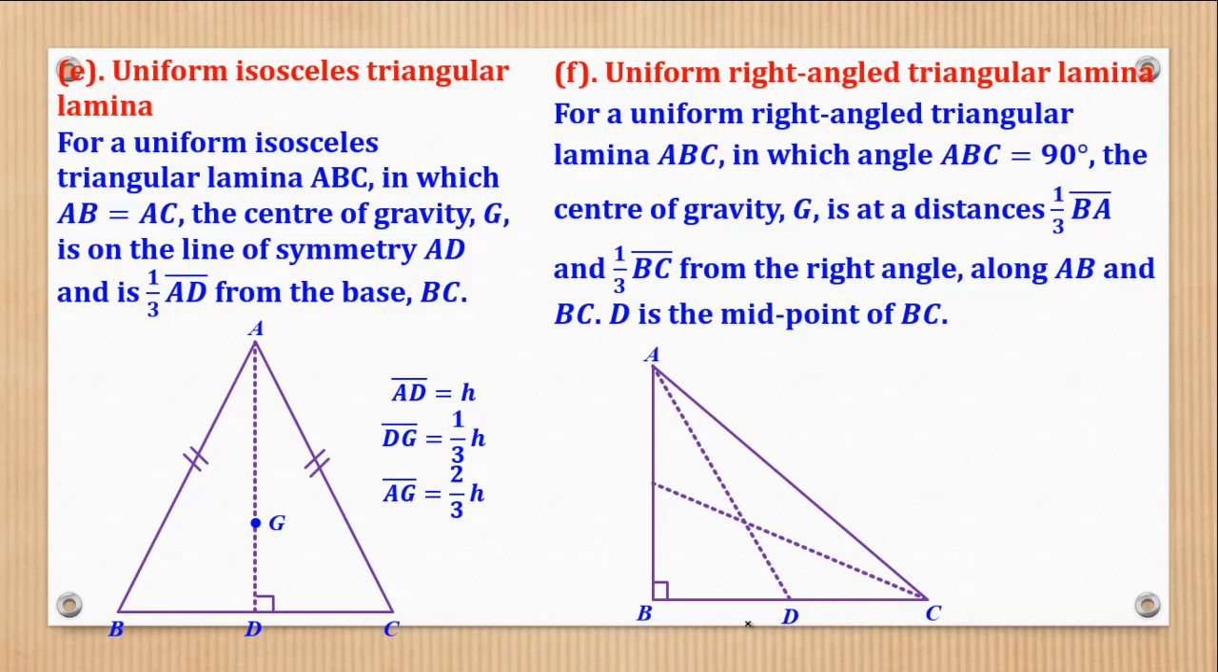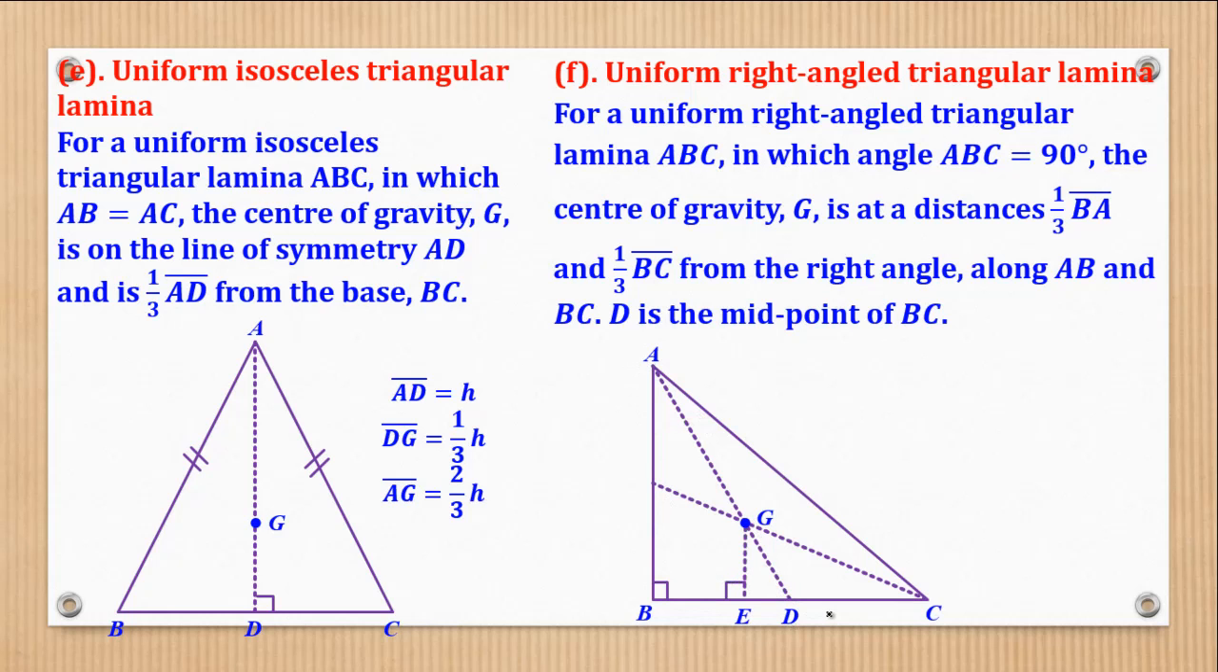So here what we do, we just look for the midpoint of BC and join from the vertex to that midpoint. The intersection will be the center of gravity. So in this case, that is an intersection. In most cases they will not give you this length, but if they give it to you, then it still follows the same property, that AG is 2/3 of AD, and DG is 1/3 of AD. But usually in most cases they give you this length and this length. So what do we do?